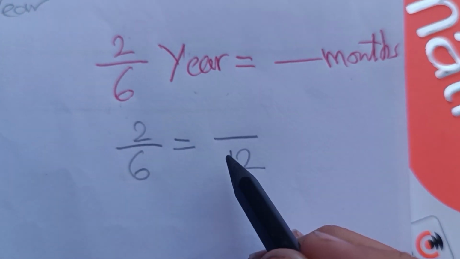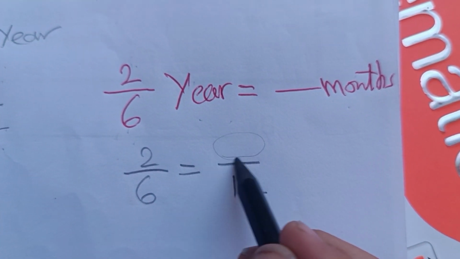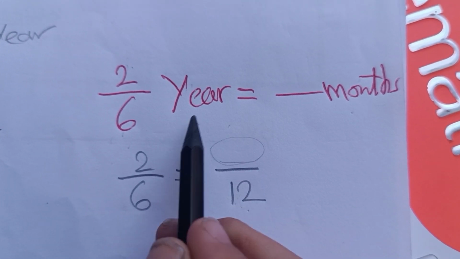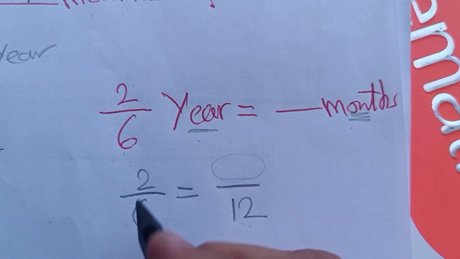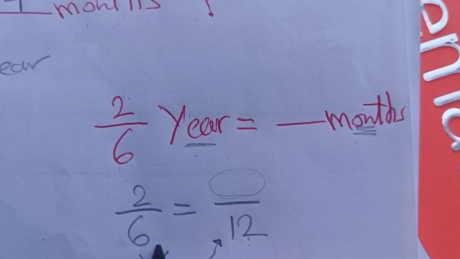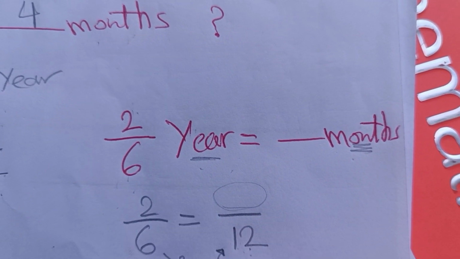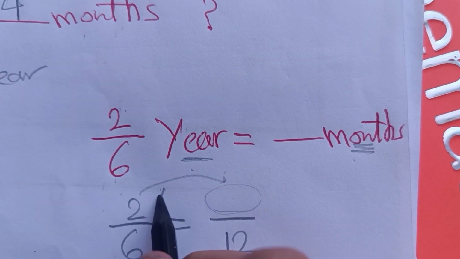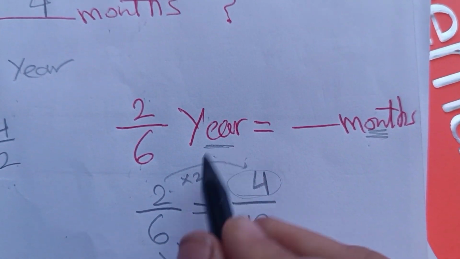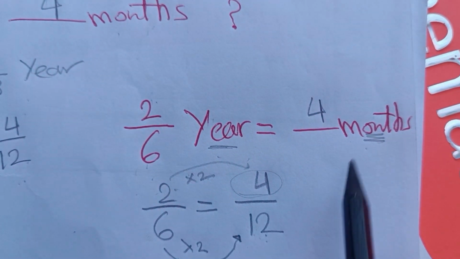Now my answer will be the number of unit fractions I have in this equivalent fraction, which is dividing each year into 12 months. So that 6 turns to be 12, so it will be multiplied by 2. What I do down, I do up. So 2 by 2 equals what? It will equal 4. So my answer will be 4 months.